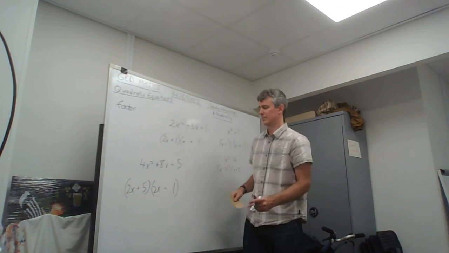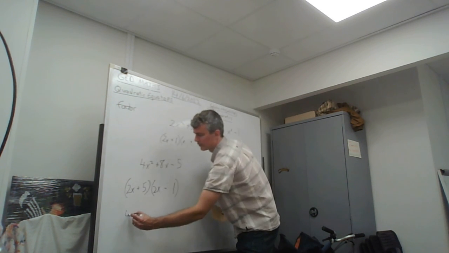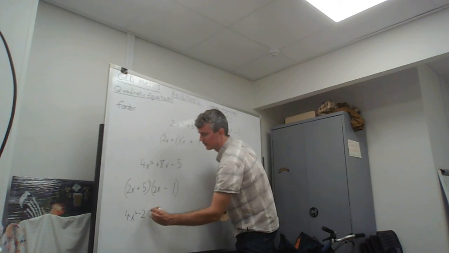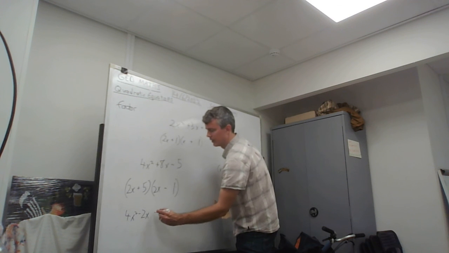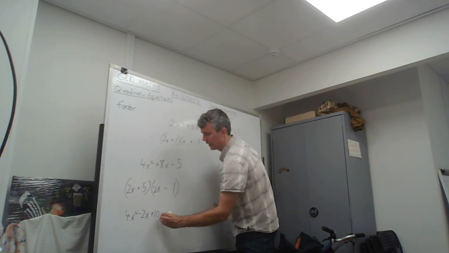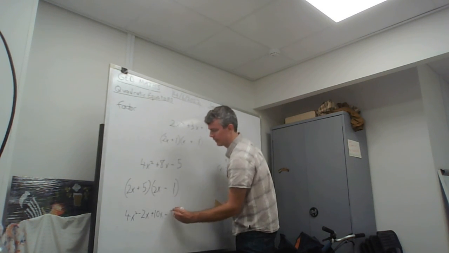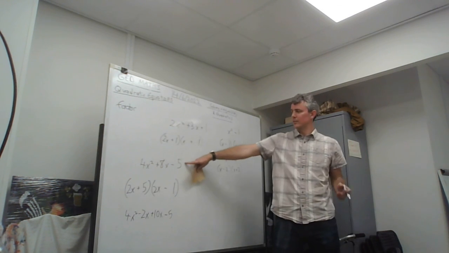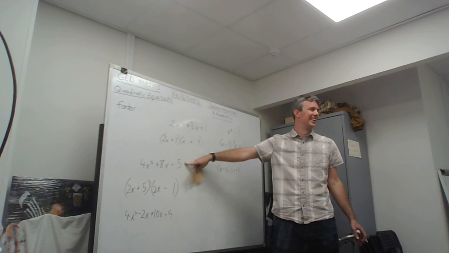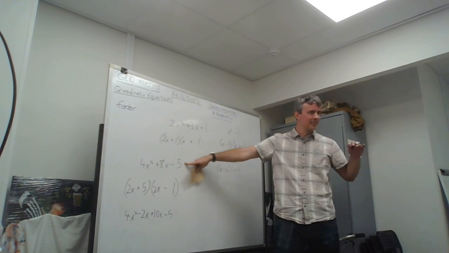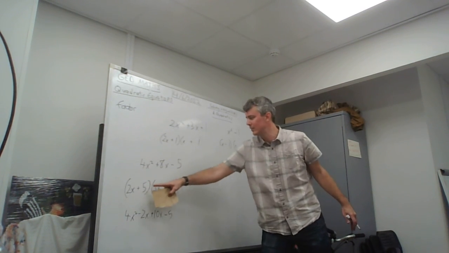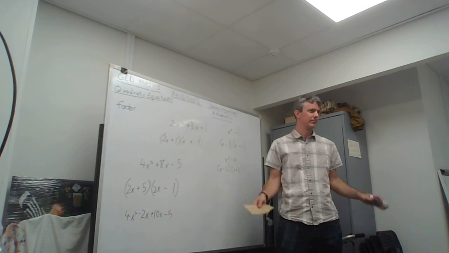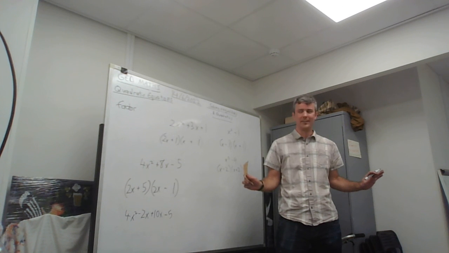Let's check it. This becomes 4x squared. This times this is minus 2x, right? 5 times this is plus 10x. 10 and minus 2 is 8x. And that equals this. You see it? You look at this, you're like, oh my goodness, right? But then you just remember your steps. You first do the x's, then you do the numbers, and then you figure out the plus and the minus based on them. I think you guys can do this.